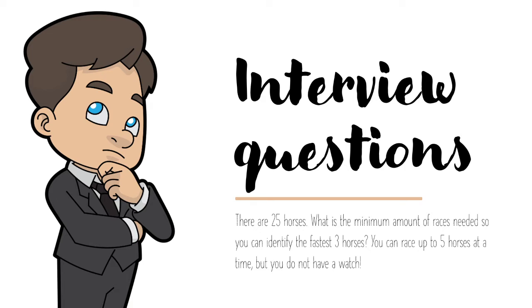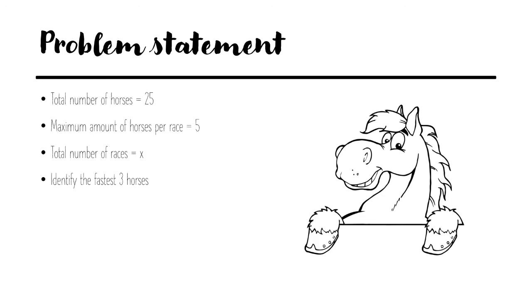There are 25 horses. What is the minimum amount of races needed so you can identify the fastest 3 horses? You can race up to 5 horses at a time, but you do not have a watch. Let's dig deeper. The total number of horses, 25. Maximum number of horses per race is 5, which means that for each race, in the end, you will get the order in which each horse finished.